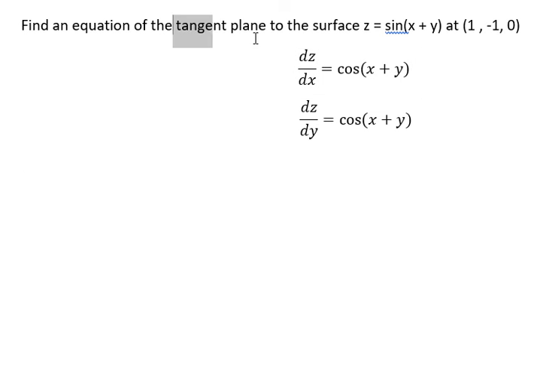Now we can apply the formula of the tangent plane. That should be like this.